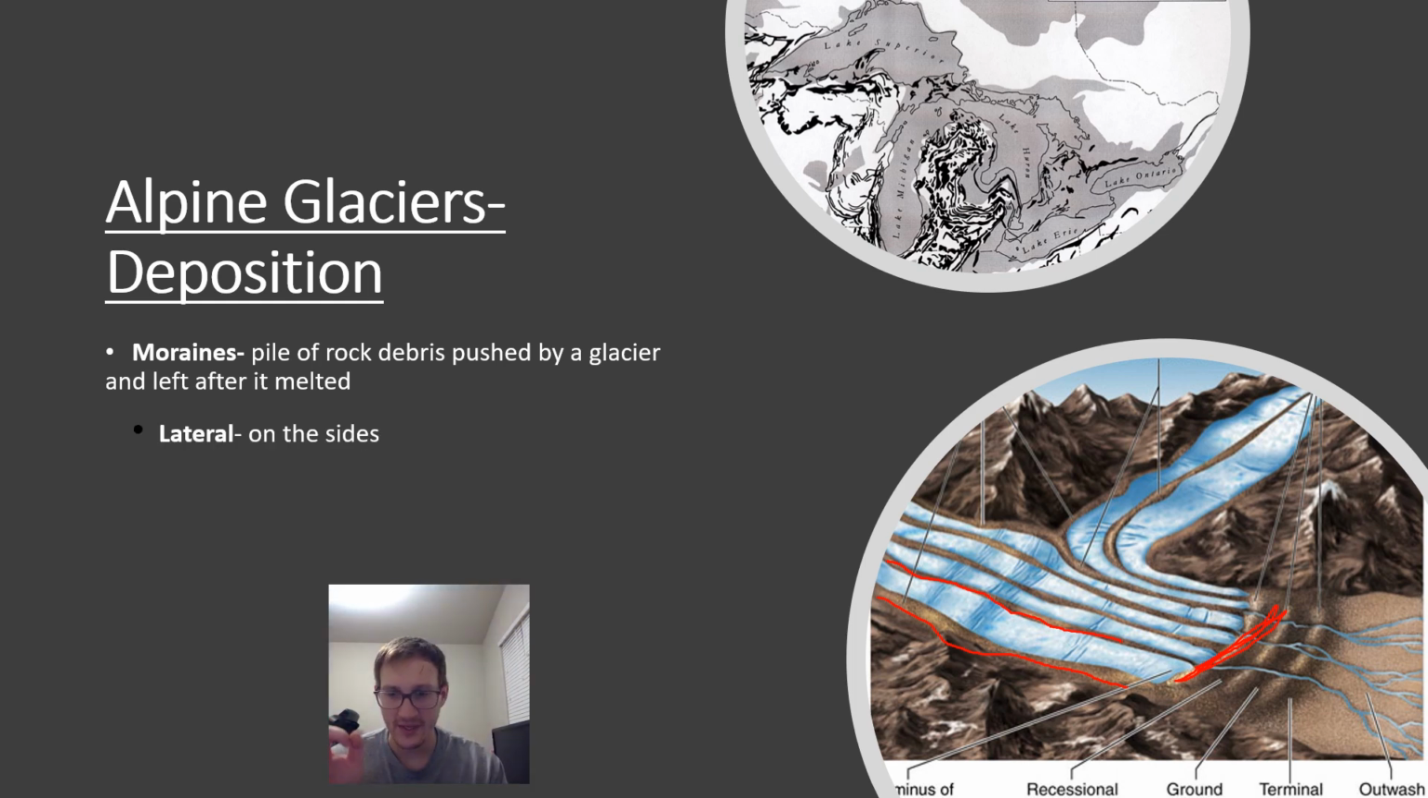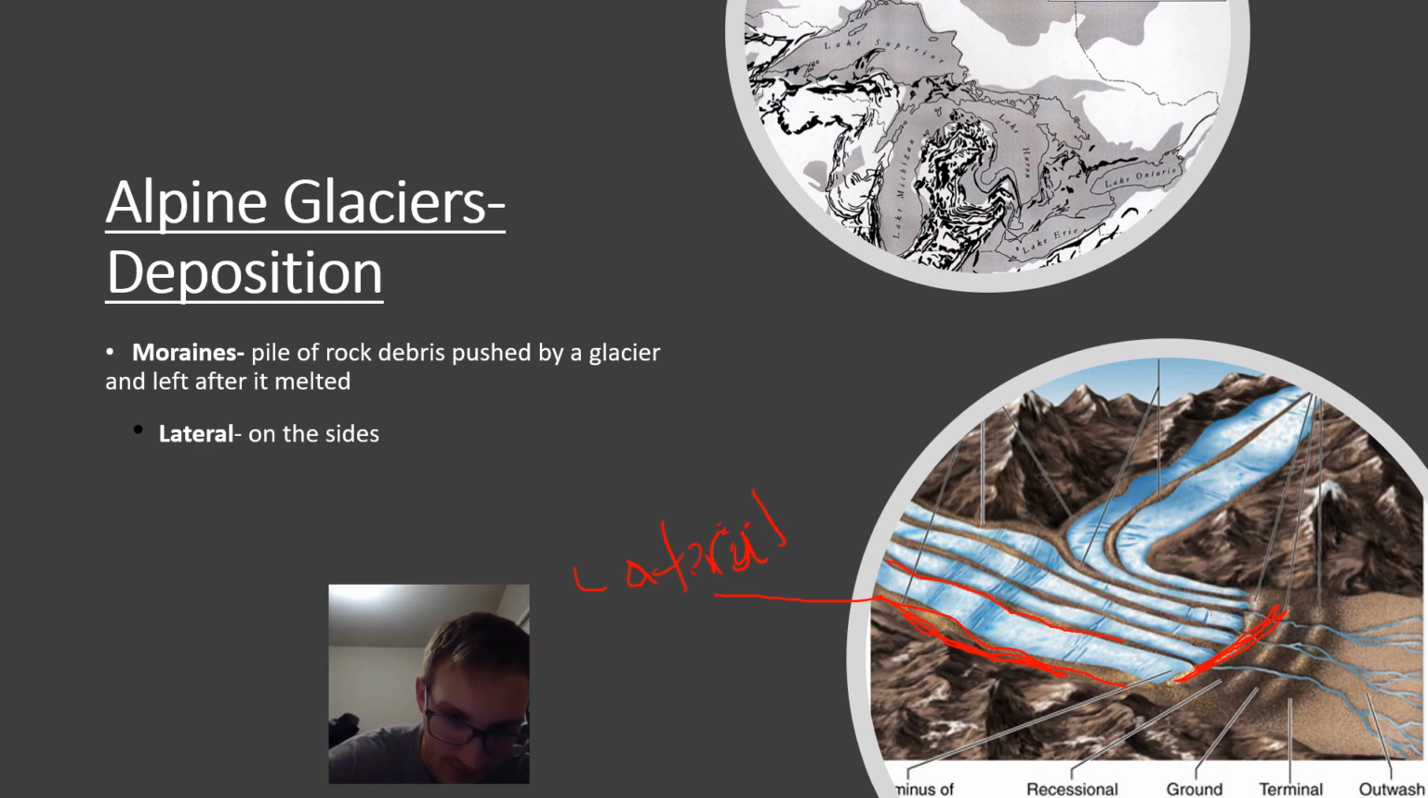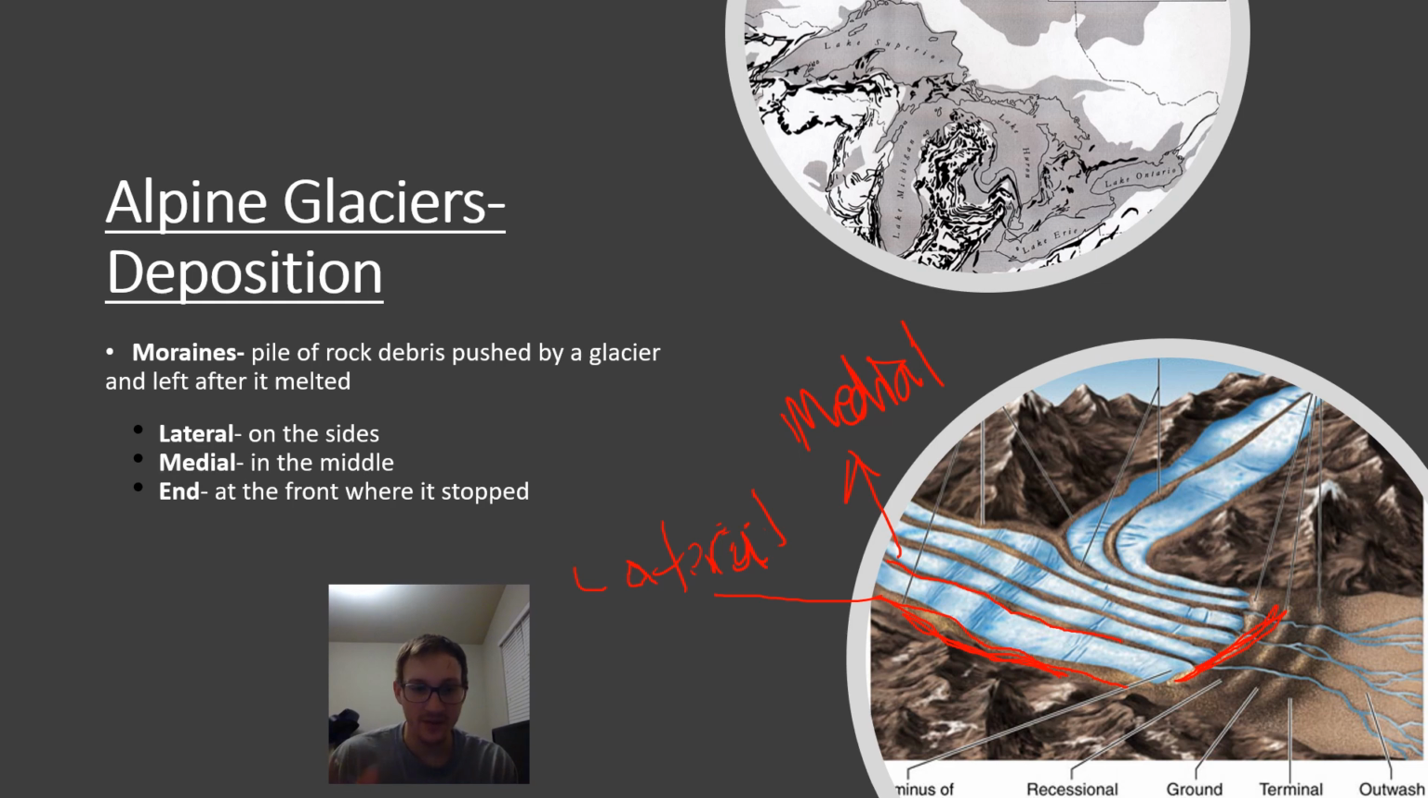And so we have three different types. We have lateral, which are these ones right here, the ones on the side. Okay, that's what my arrow is supposed to be going to. So this is a lateral. Let's see if I can type. Or I mean write. Lateral. Pen doesn't work. Okay. Next one we have medial. That's the middle ones. That's this one right here. Okay, and lastly we have end, or sometimes called terminal, which is these ones right here. So those are the terminal ones.